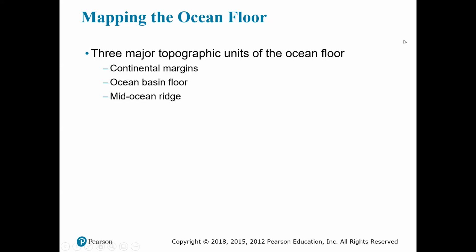So with all of this mapping that we've done, we've been able to discern three different types of topographic units on the ocean floor. We have continental margins, the ocean basin floor or the abyssal plain, and mid-ocean ridges. You'll see some of these on pages 412 and 413 in your book, some different features that we can find, and we'll discuss a few of these in more detail later on, some of these specific ones. But we will cover each one of them and how they form also.